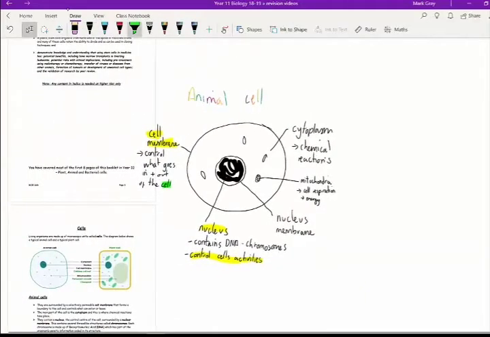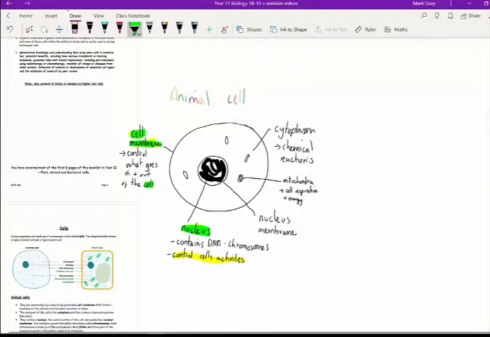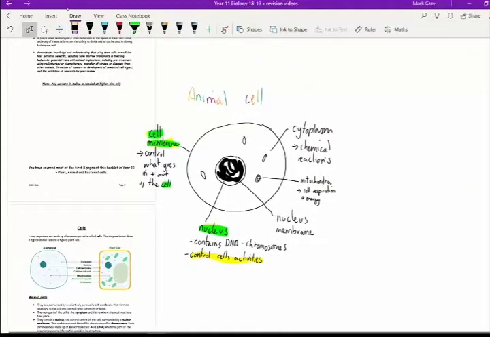So here's the main things that we've got. We've got a cell membrane around the outside which controls what goes in and out of the cell. We've got a nucleus which contains DNA and controls the cell activities. We've got a cytoplasm, which is where some chemical reactions take place, and we've got a mitochondria where respiration takes place. Okay, so that was straightforward enough.